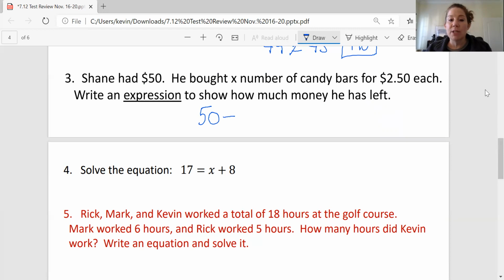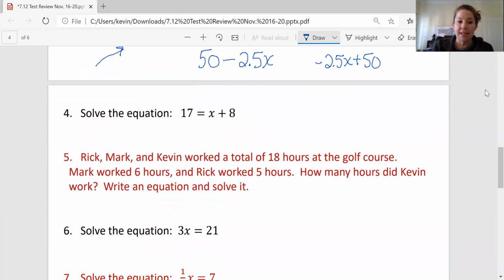We don't know how many candy bars he bought, but they were $2.50 each. So we're going to say 2.5 times X. And that shows how much money he has left. Or we could have said, all right, we're going to spend $2.50 times the number of candy bars, but he had $50. So either of those is correct, and they are equivalent. They're exactly the same. So make sure if it's asked for an expression, no equal sign. That's a big, big hint.